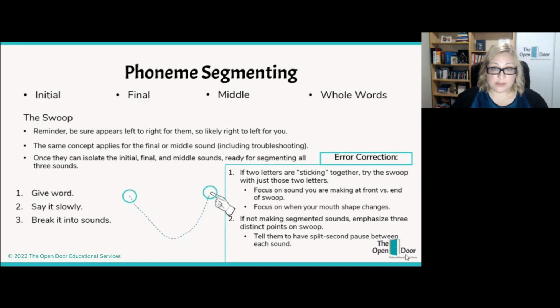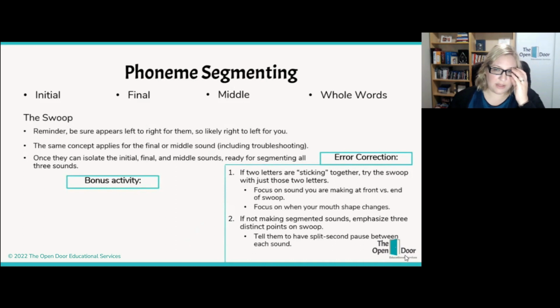Because they could be running it together just because they don't realize they're supposed to be making the sounds distinctly with a pause between them. Or, of course, they're running them together because they don't really know where one sound ends and the next one begins. Now, a little bonus activity that you can do for phoneme segmenting.